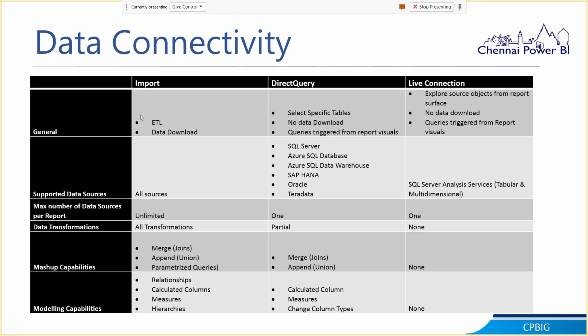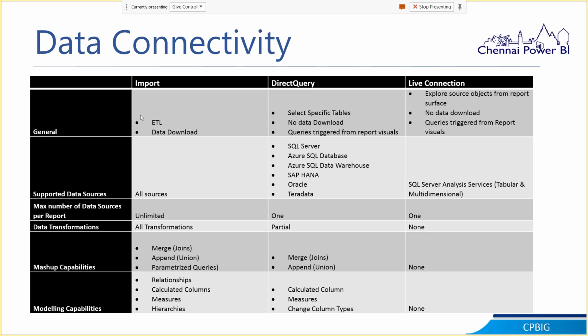Using that gateway, we get the data from on premises and push that report query related data to Power BI. So we don't have the option to download the data. The query is triggered from report visuals. Whenever you render the report in powerbi.com, if that report is in direct query mode, it is going to get the data at that time only.